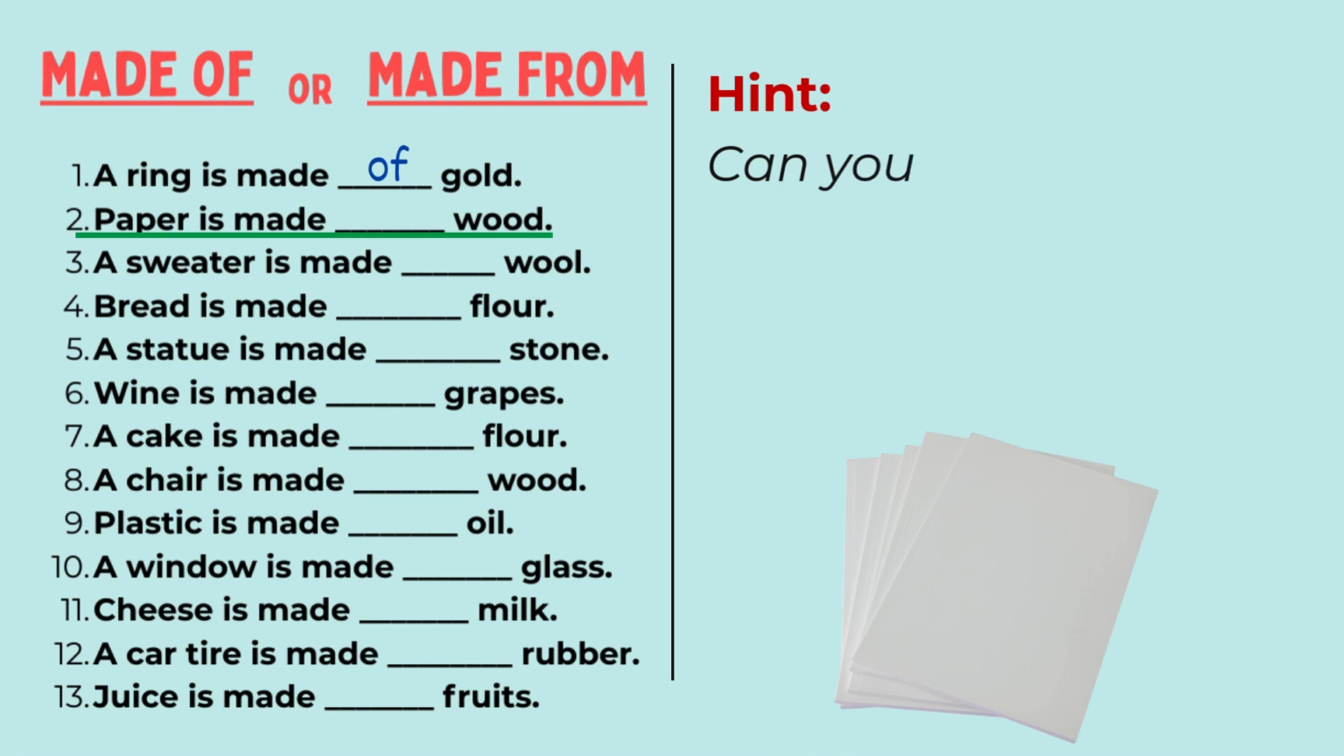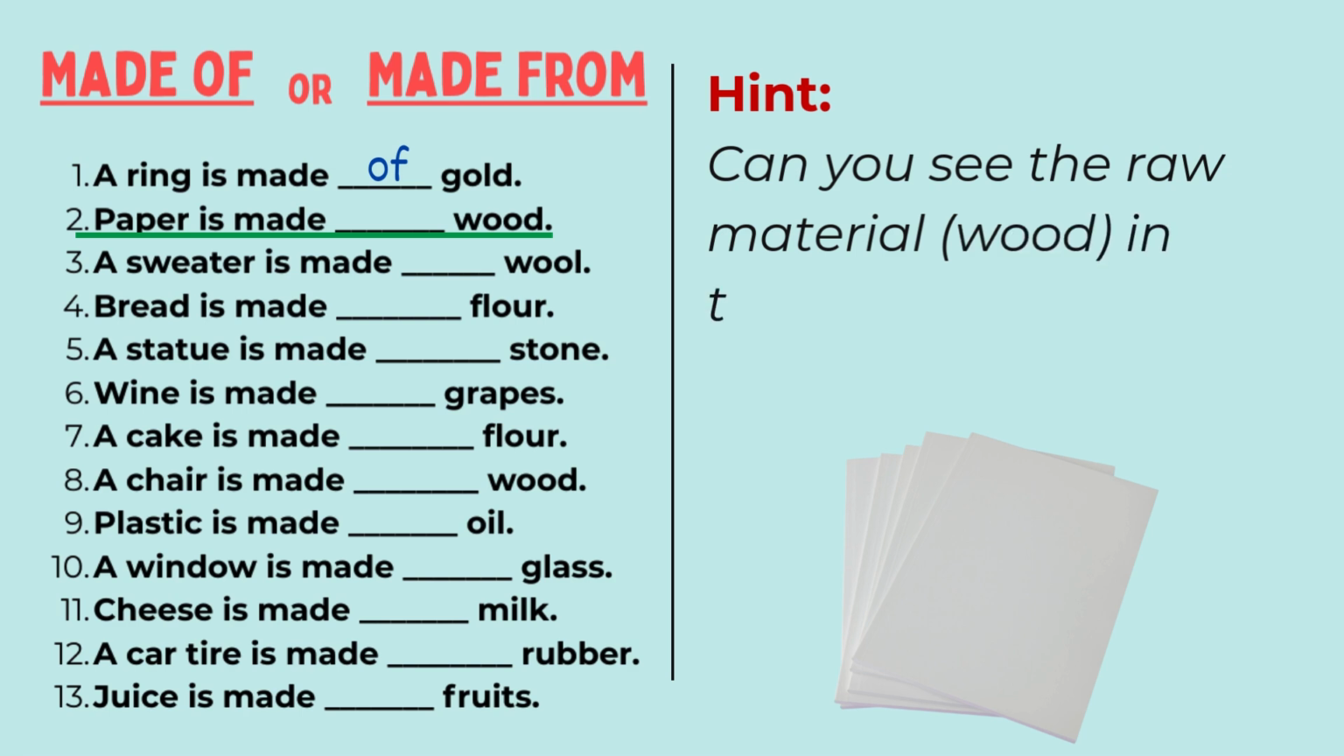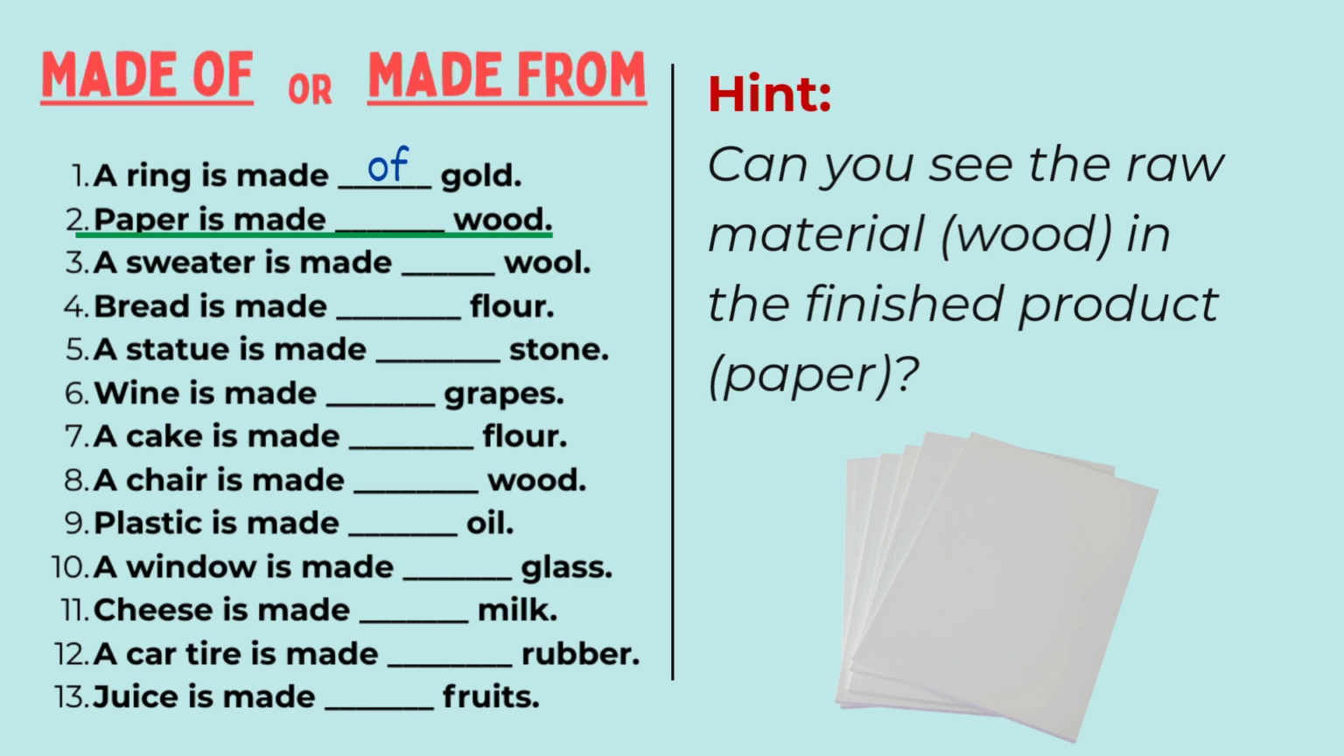Paper is made wood. The wood is completely transformed. It goes through a chemical process to become a pulp. You cannot see the wood in the finished product. So this is from. Paper is made from wood.